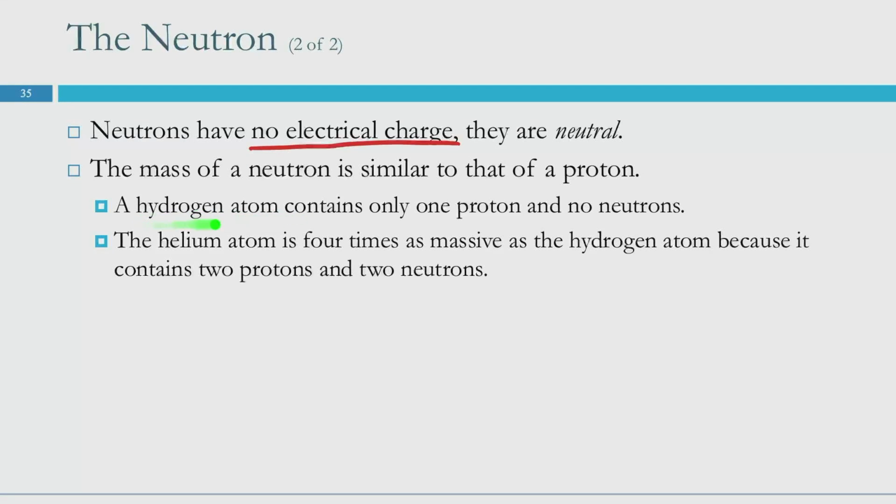All right, so the hydrogen atom is just 1 proton. It doesn't have any neutrons typically. The helium atom is 4 times as massive because it has 2 protons and 2 neutrons. And neutrons are about the same size, same mass as protons.